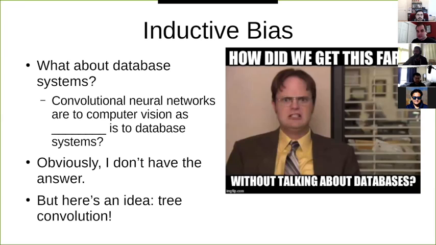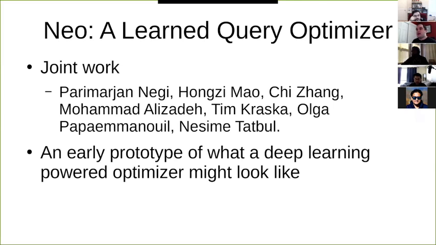So what about database systems, right? What does any of this machine learning nonsense have to do with the actual task that we want to solve? So the question that we asked in our lab was, okay, if convolutional neural networks are to computer vision, what is the correct model architecture to use in a database system? Now, obviously I don't have the perfect answer to this question, or I would have beaten Oracle and had $1 million by now, but we do have a basic idea, and that basic idea is called tree convolution.